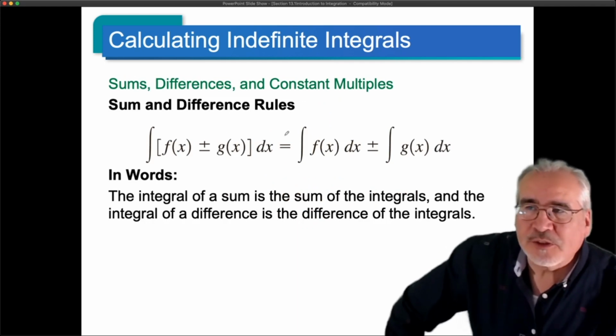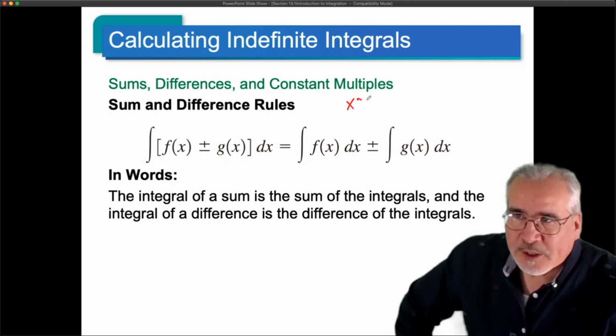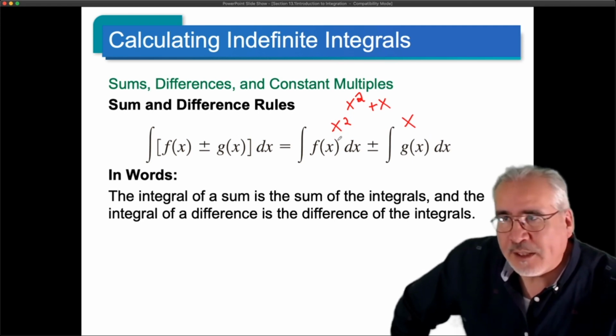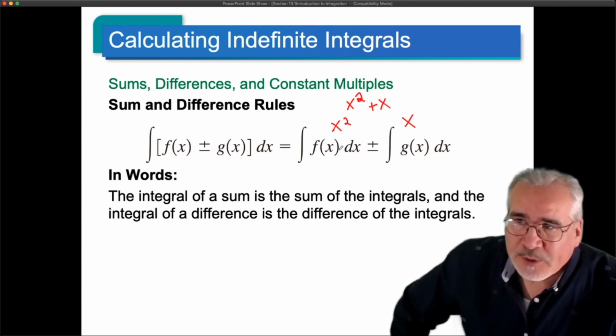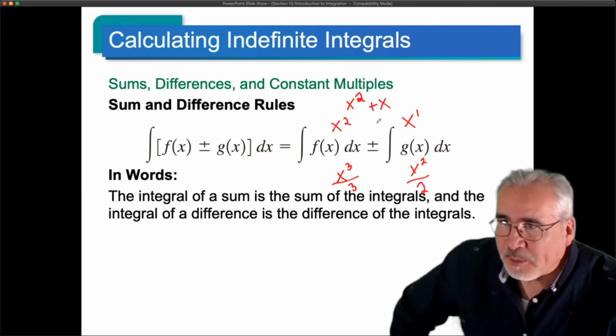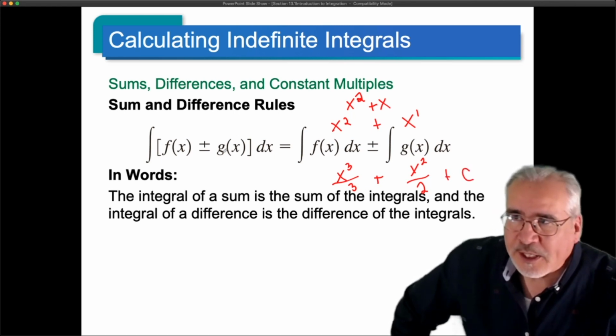Now this one looks more complicated than it is. It's just saying if we've got a sum or difference. In this case, if we had x squared plus x, f of x would be x squared, g of x would be x. So you can separate them, take the integrals separately, just like we did with derivatives. So we would integrate x squared, which is, again, add 1 to the exponent, so that becomes x to the third, and then divide by that new exponent. This one is x to the first, so we add 1, and this becomes x squared, divided by 2. Since we started off with a plus, our answer is a plus, and we'll have a plus constant.